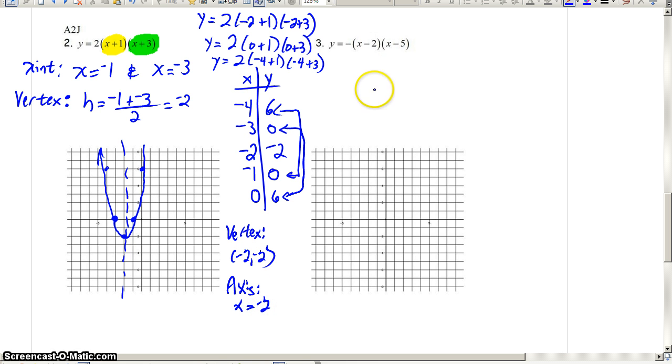Coming over here to number 3, what x-intercepts would we have? Well, you'd have x equals 2, x equals 5. And if that were the case, you can very quickly add 2 plus 5 is 7. So your vertex is going to be 2 plus 5 is 7, 7 divided by 2, you'd get 3.5.